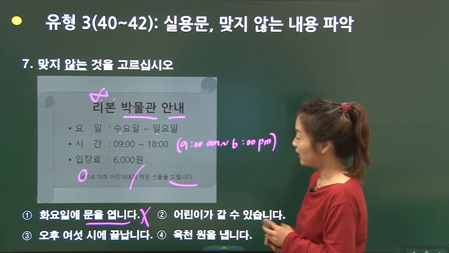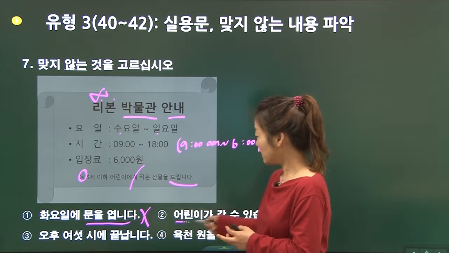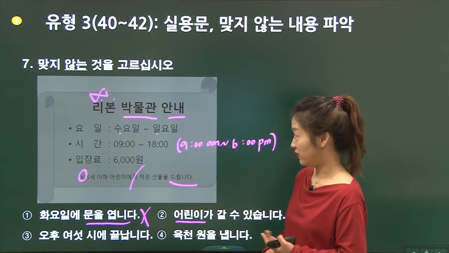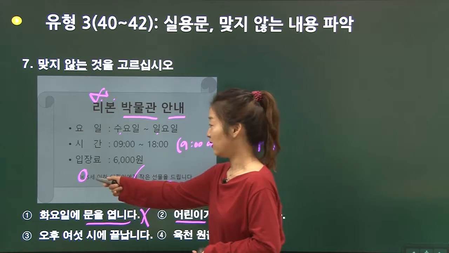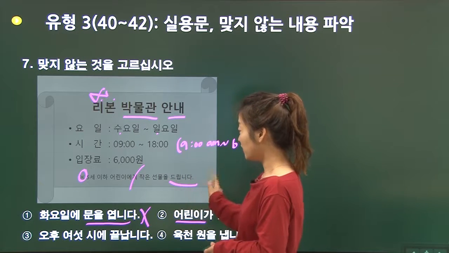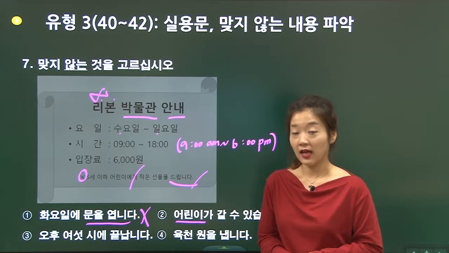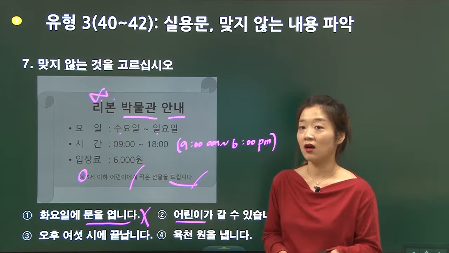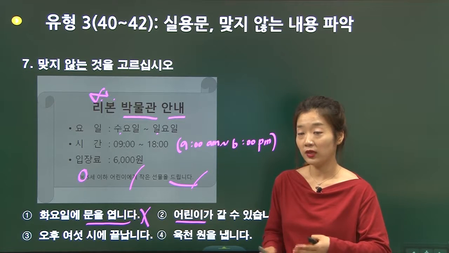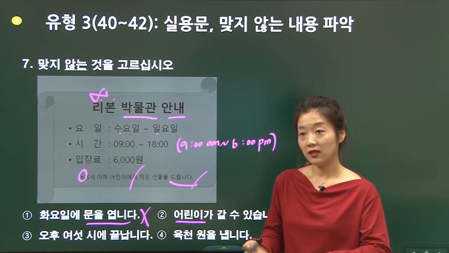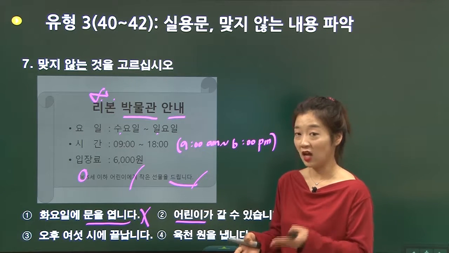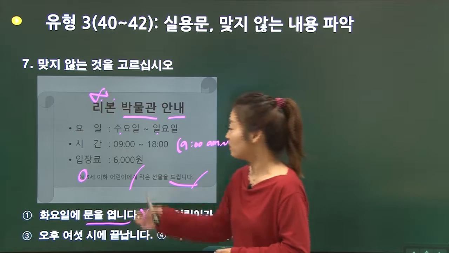So 어린이 means kids, right? Kids can enter and go to this museum. See, 5세 이하 어린이에게 작은 선물을 드립니다. This is an option, right? If the kids are under 5 years old, we'll give the gift. So it means all ages of children can come, right? Okay, number 3, it's correct.